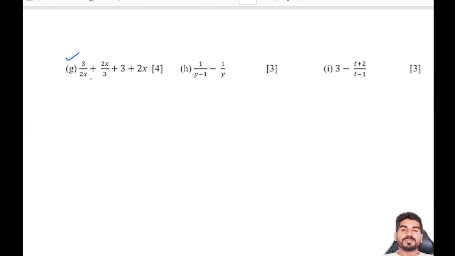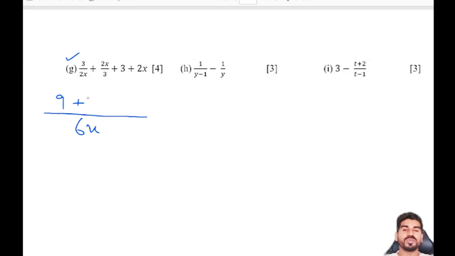Okay, this was a question, and now the next question is part G here. You can see again what will be the LCM. The LCM will be 6x. So 6x will be the LCM here. What we can do, 6x divided by 2x, it will be 3 here. So 3 times 3, that's 9. And then 3, and 3 is divisible into 6x. Okay, there will be 2x here.